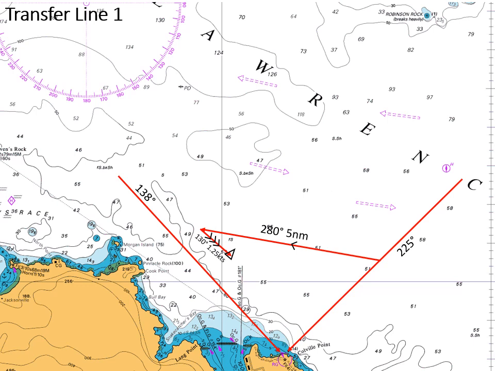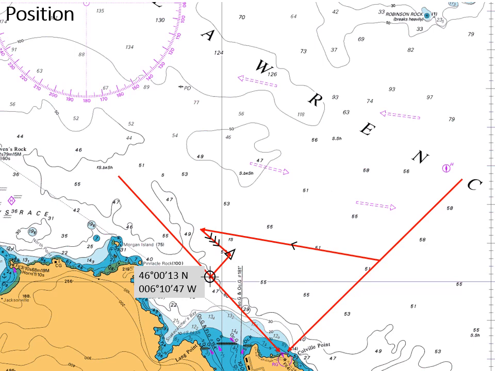The last thing is to transfer our line, original bearing line of 225, across till it intercepts our estimated position and our second bearing line. Where that line intercepts our second bearing line, that's our vessel's position. And we can attain the latitude and longitude from that.